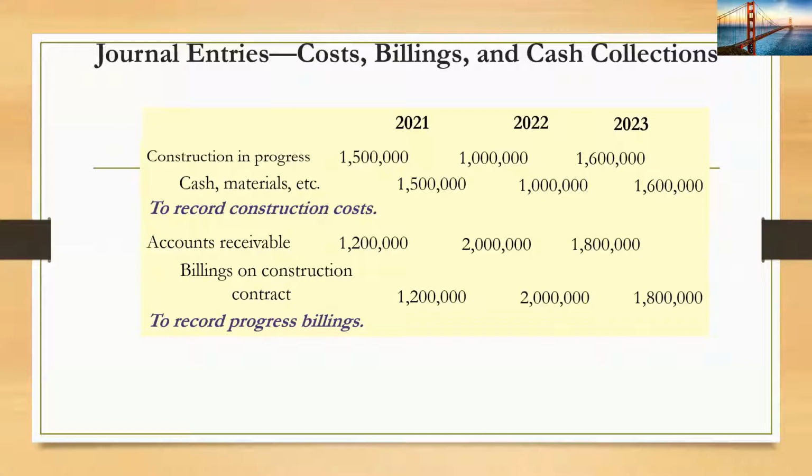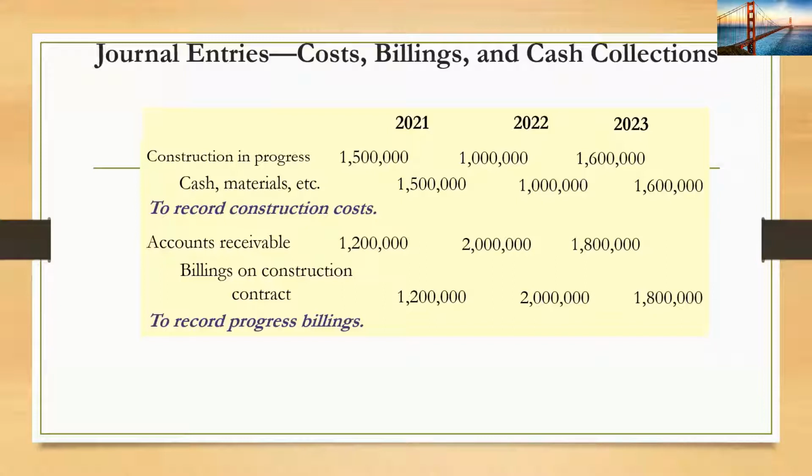If the net amount is a debit, it is reported in the balance sheet as a contract asset and might be named construction in progress in excess of billings or something similar. Conversely, if the net amount is a credit, it is reported as a contract liability and might be named billings in excess of construction in progress or something similar.